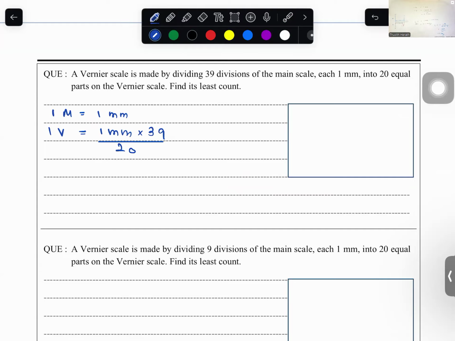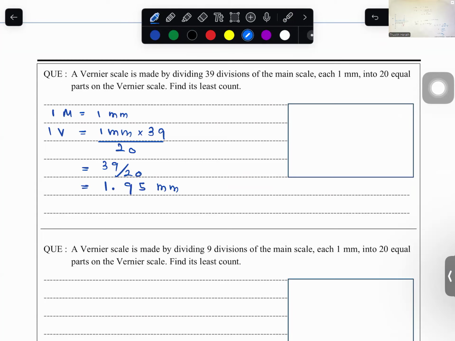The answer is 39 over 20, which is 1.95. 19 remains 490, it's 9. 180, 10 remains 400, it's 5.